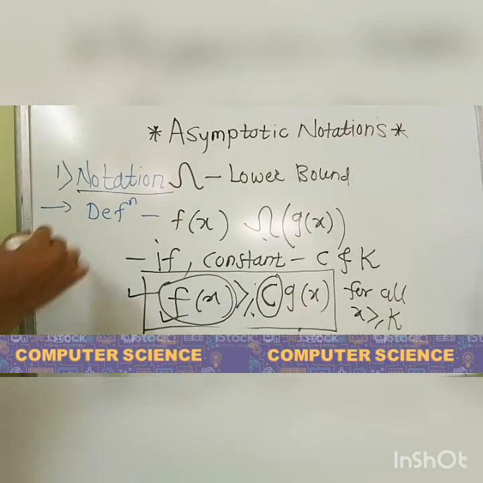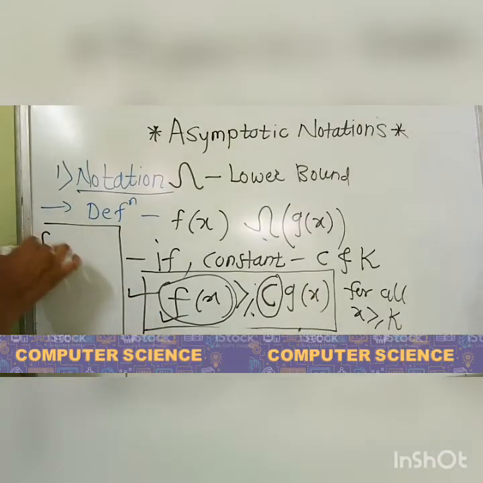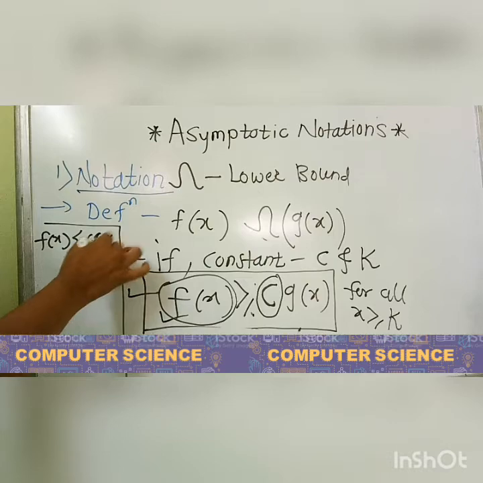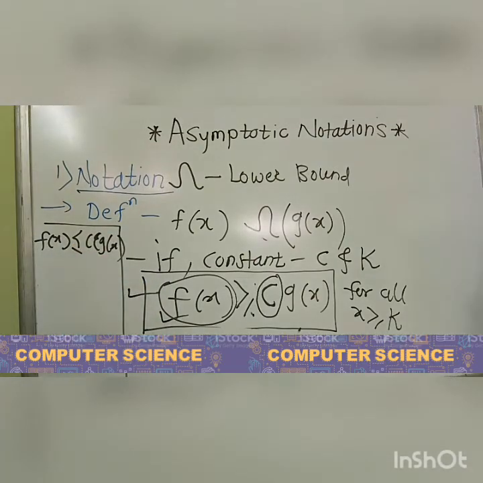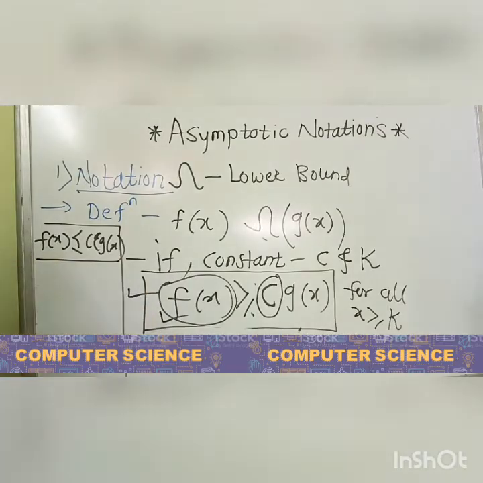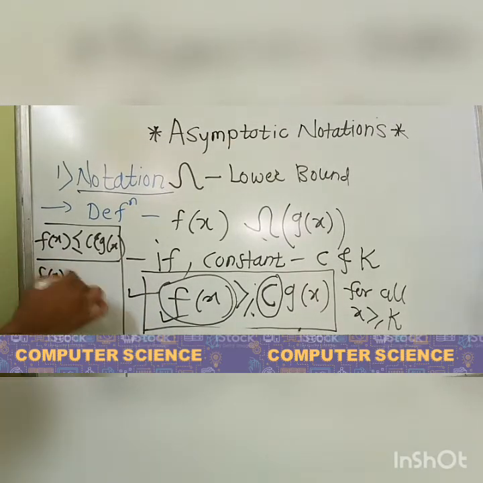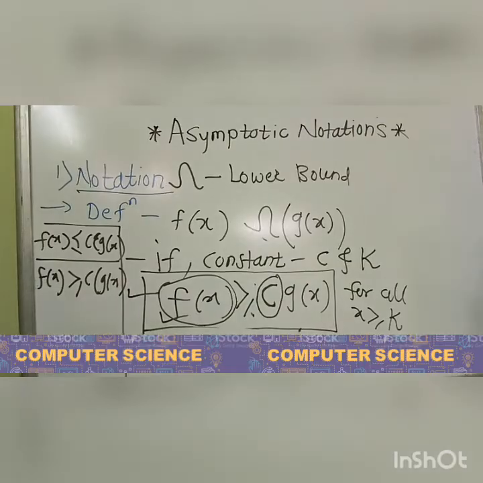For big O, the condition was that f of x would be less than or equal to c of g of x. This is the upper bound. And for the lower bound, we will take a condition like f of x is greater than or equal to c of g of x. Only you have to invert the sign.